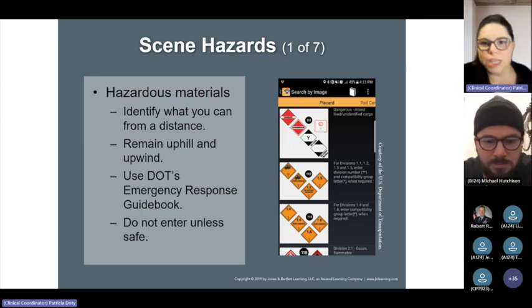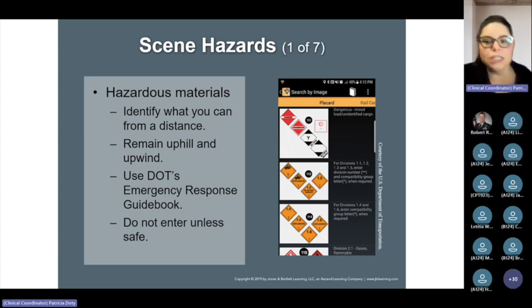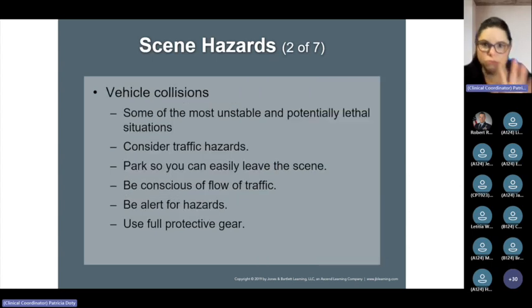And look, unless you've been trained to enter into a hazmat situation, just don't do it. Those are specialized teams that work with the fire department. There's Chemtrec. There's all sorts of different people that can come in and handle that. That's not your thing, okay? Vehicle collisions, that's huge, okay? Some of these are the most unstable and potentially lethal situations. Literally, not long ago, there was a person who lost their life. And I mean, we're talking two weeks ago in Alabama.